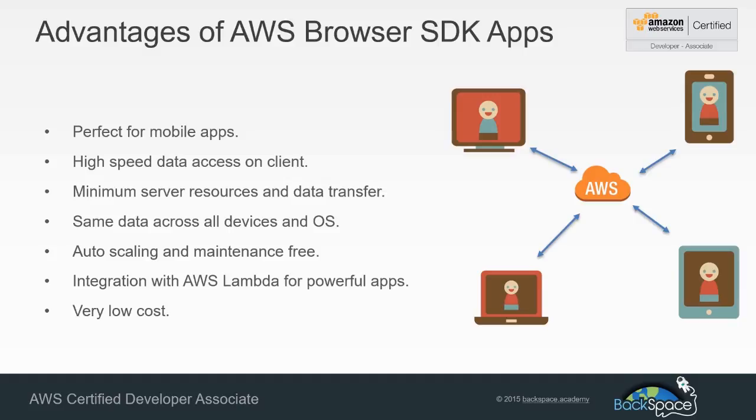You're going to have the same data across all devices and all operating systems. It doesn't matter whether it's a phone or a tablet or a Windows desktop or whatever. It will be the same provided the device has a browser. It will be auto-scaling. It will be maintenance-free, being S3. You won't have to worry about designing an architecture. You won't have to worry about maintaining that architecture and ensuring the uptime of that architecture. Amazon Web Services will look after that for you. You just need to worry about writing browser-side code, which is fantastic.